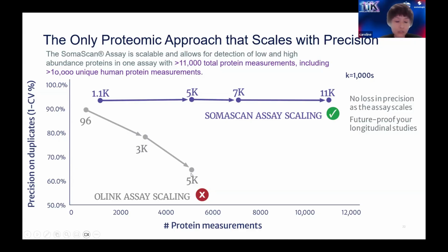So what this shows is that with the antibody affinity platform, they clearly have a challenge in increasing the number of targets in their panel without having to sacrifice the performance of their assay by increasing the number of targets in their current assay.